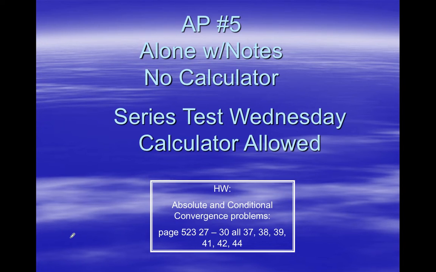Your homework is about absolute and conditional convergence. It's like an add-on almost to the stuff that we've already learned. So here are your book problems.